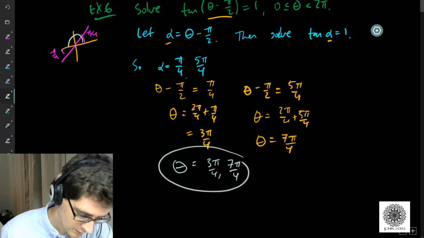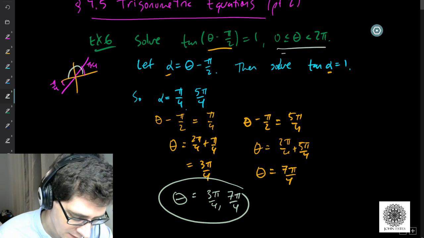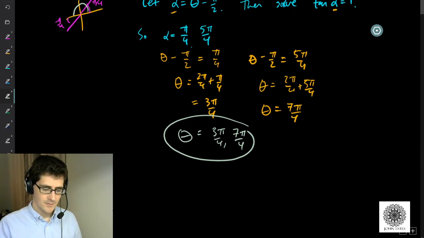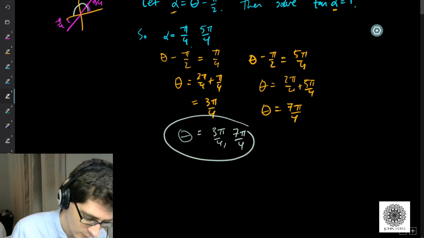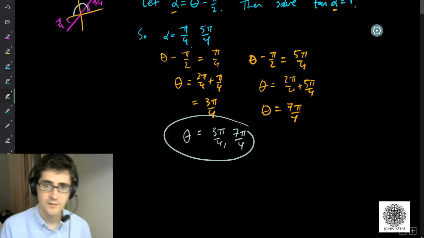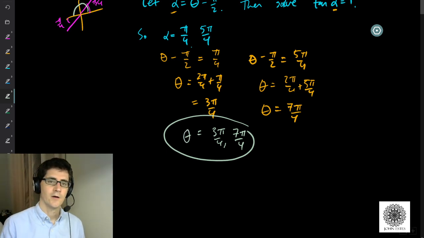And those are the only ones, right? Because I'm staying between 0 and 2 pi. And these values are the ones that satisfy this equation from 0 to 2 pi. I hope that makes sense.